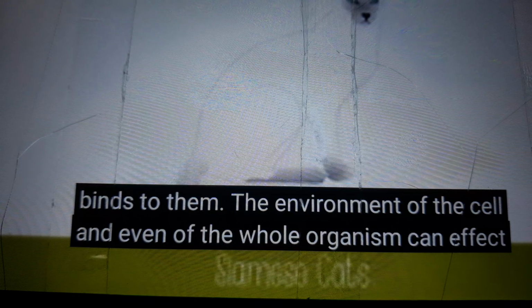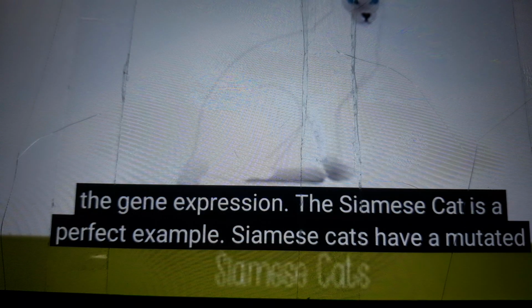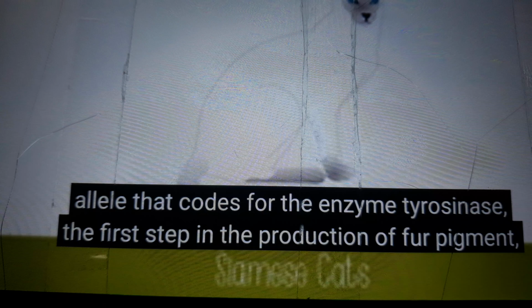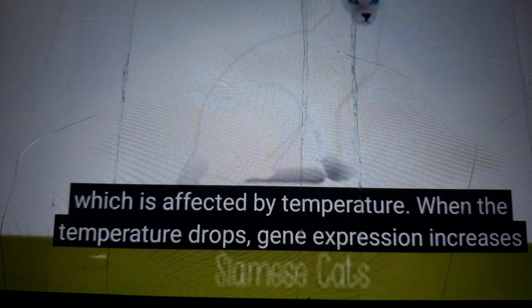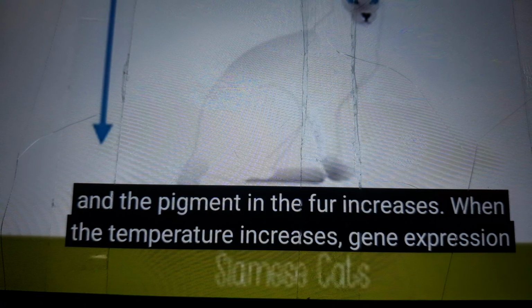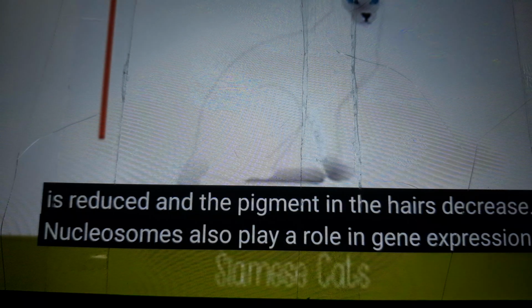The environment of the cell, and even of the whole organism, can affect gene expression. The Siamese cat is a perfect example. Siamese cats have a mutated allele that codes for the enzyme tyrosinase, the first step in the production of fur pigment, and it's affected by temperature. When the temperature drops, gene expression increases, and the pigment in the fur also increases. When the temperature increases, gene expression is reduced, and the pigment in the hairs decrease.